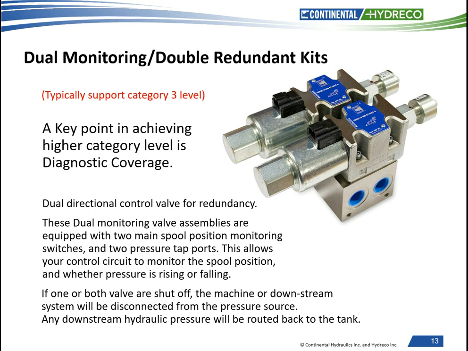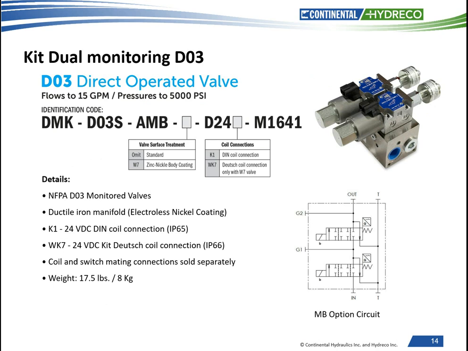Dual monitoring kits meet and support a Category 3 redundancy requirement. The main hydraulic redundant function is to block flow and pressure and to relieve any downstream energy in a very simple, clean package. The package consists of a custom circuit design manifold and two monitored valves. The DO3 direct operated packages are used in applications for flows up to 15 gallons a minute and 5,000 psi. They are designed correctly. We use a series parallel type circuit.